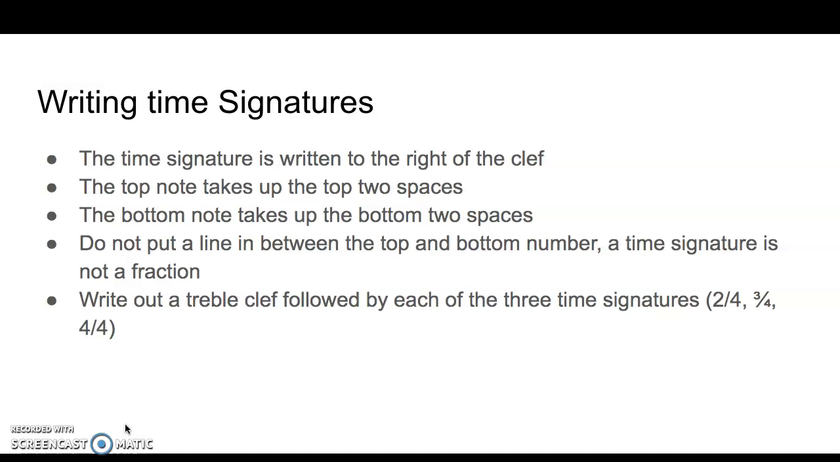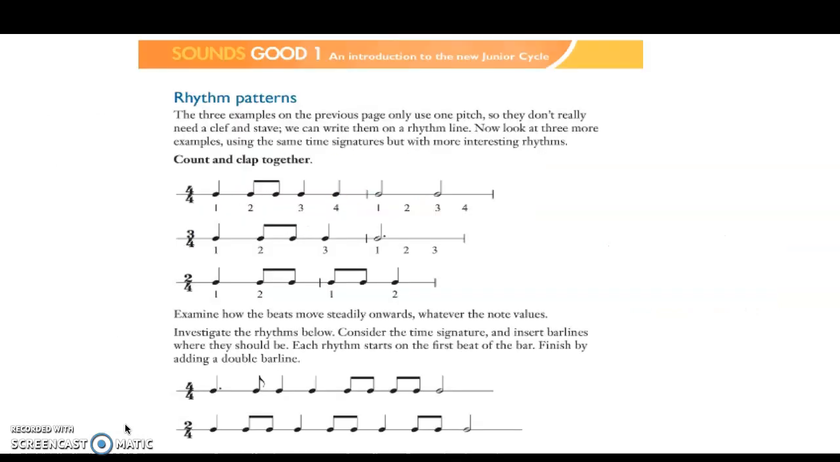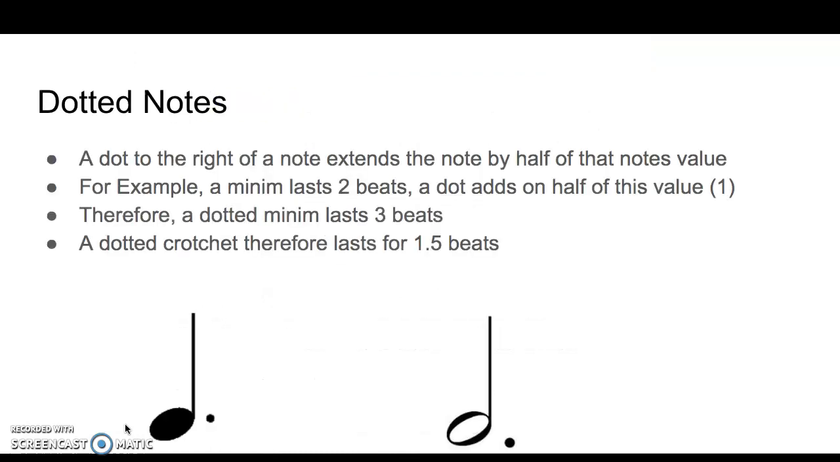And as an exercise, which we've done in class, write out a treble clef followed by each of the 3 time signatures, 2/4, 3/4, and 4/4. In class, we did this page here, this exercise. Looking at the bottom 3 rhythms there, we had to put in the bar line, but before we did this, we needed to have a look at a dotted note.